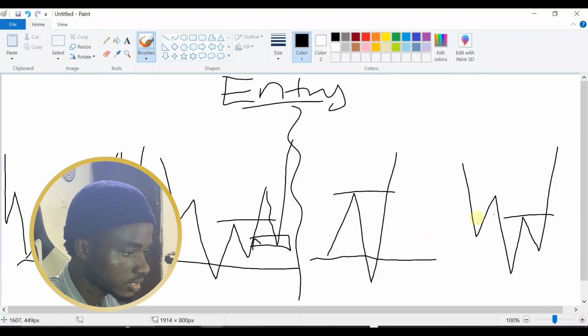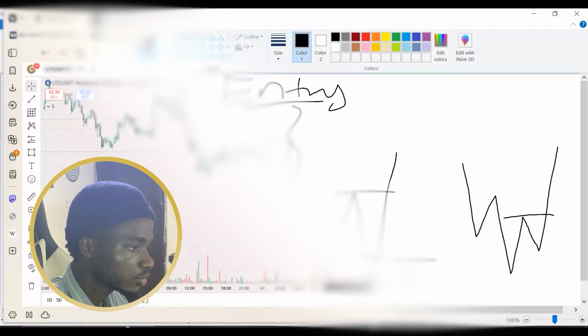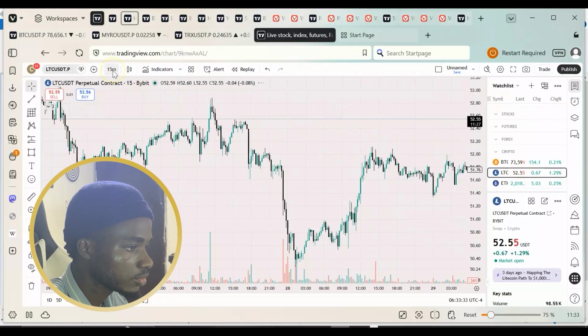Now let's go straight to the chart and find these things. So first thing, you want to go to the daily time frame. So you go to the daily time frame.